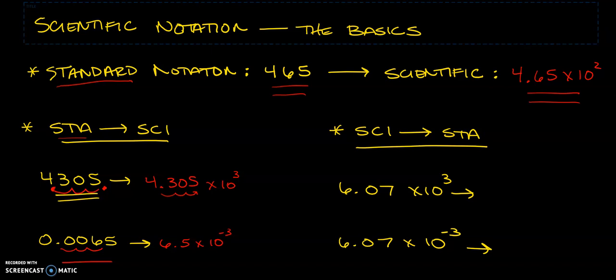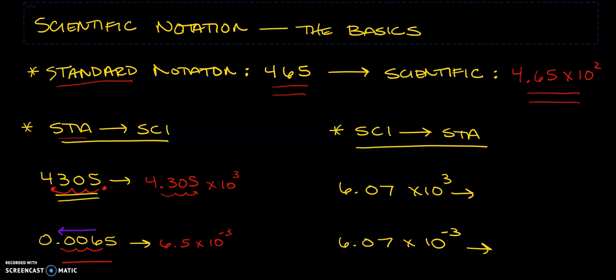Now wait a minute. We did positive in our first example, but negative in this one. And that's because the reason it's negative is because it has to go to the left to get back to its original number, its position in standard notation. So this negative right there tells you this decimal has to go to the left to get back to its original location. In this case, it would have to go 1, 2, 3, right? So 1, 2, 3 to get back to 0.0065. But in this example, to get back to 4,305, it's got to go 3 places to the right.